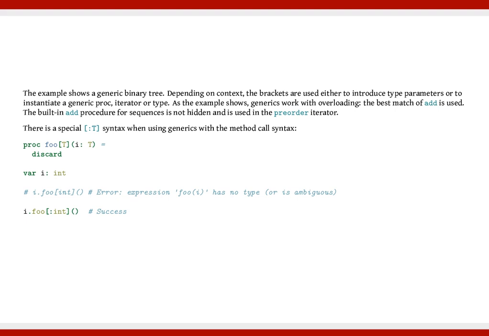The best match of add is used. The built-in add procedure for sequences is not hidden and is used in the preorder iterator. There is a special [:T] brackets syntax when using generics with the method call syntax. Proc foo[T](i: T) = discard. Var i: int. # i.foo[int]() # Error: expression foo(i) has no type or is ambiguous. i.foo[:int]() # success.